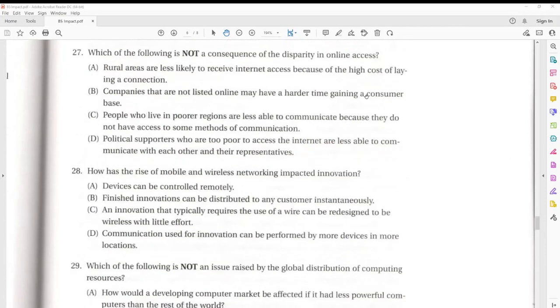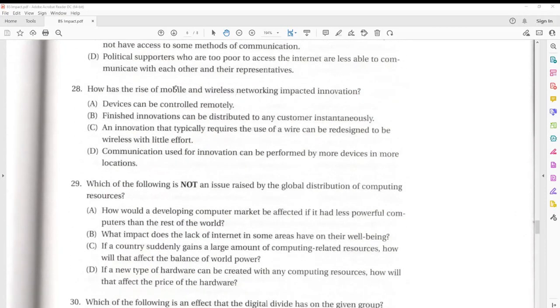Okay, anyway, 28. How has the rise of mobile and wireless networking impacted innovation? So here, 28 is D: communication used for innovation can be performed on more devices than locations. So Uber, okay. So D.